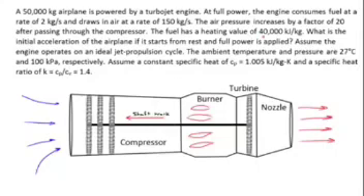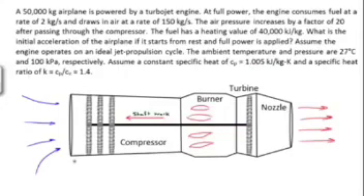The fuel's got a heating value of 40,000 kilojoules per kilogram, and the question's asking us, based on this information, what is the initial acceleration of the airplane if it starts from rest and full power is immediately applied to the engine. And we're to assume the engine operates on an ideal jet propulsion cycle, and we're given the ambient temperature and pressure of 27 C and 100 kilopascal. And it says assume constant specific heats for air of this value and a heat capacity ratio of 1.4.